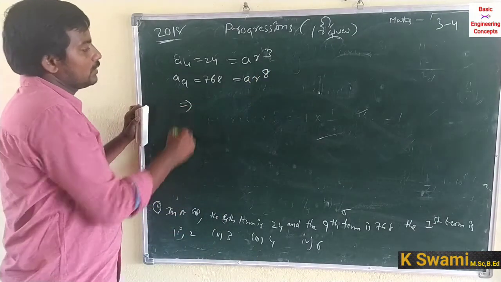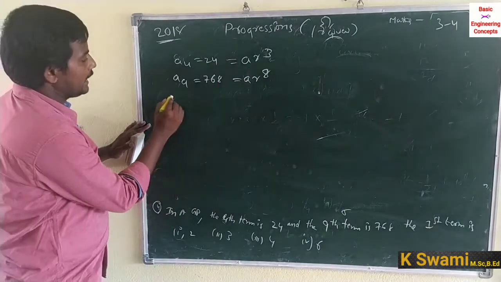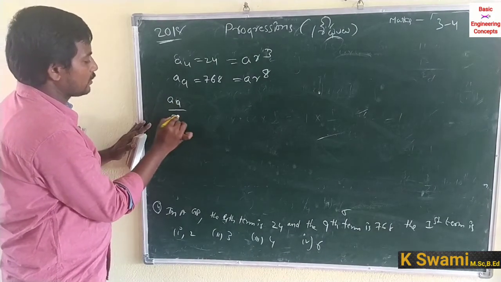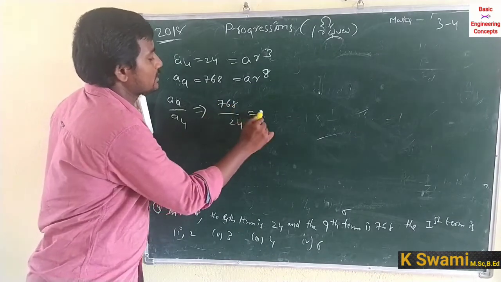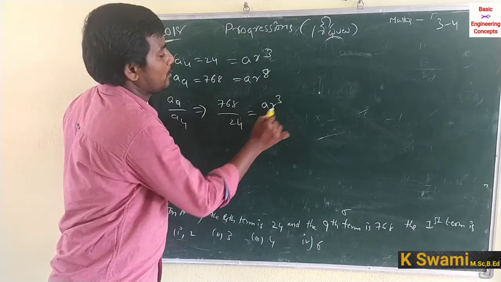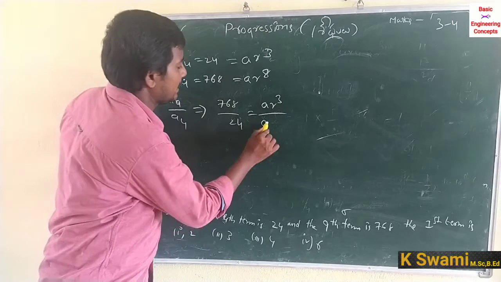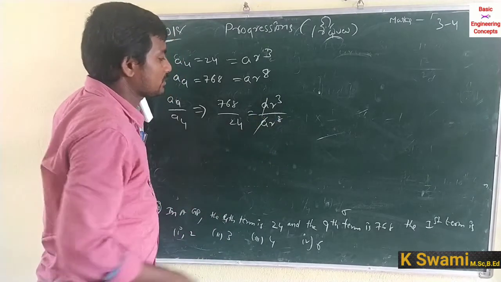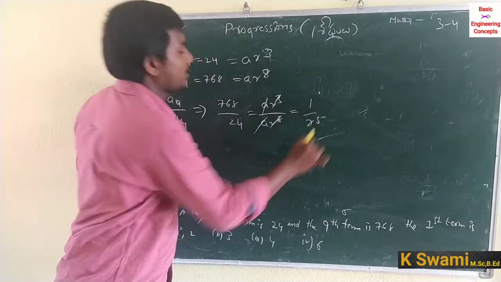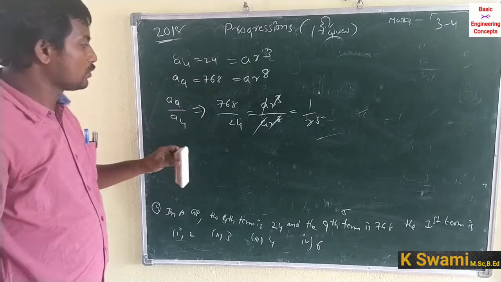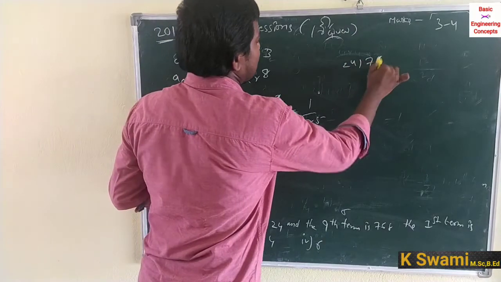So solving both equations, a9 by a4 is equal to 768 by 24, is equal to a into r power 8 by a into r power 3. So a cancels. So 5 times, అంటే 1/r power 5. 24 తో 768 ని డివైడ్ చేద్దాం.